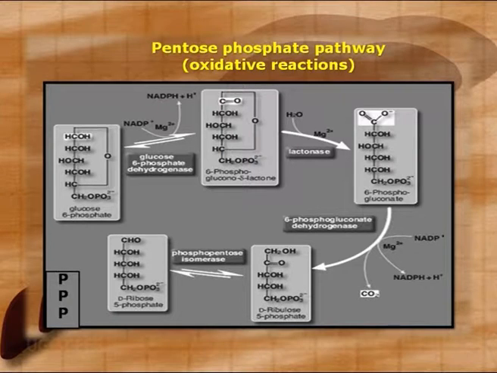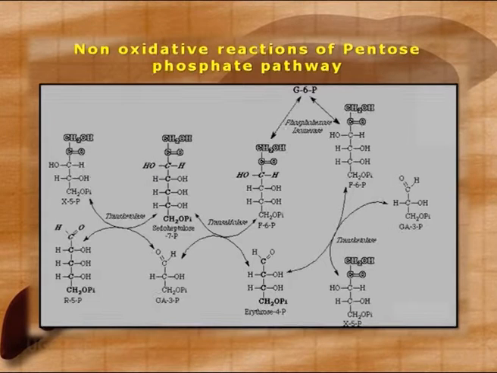The ribose 5-phosphate is utilized to synthesize the nucleotides, and the NADPH molecules produced are utilized in the reductive biosynthesis. But in the tissues which depend on PPP for only NADPH, this ribose 5-phosphate is converted to glucose 6-phosphate again. And this phase is called the non-oxidative phase of the pentose phosphate pathway. Now, two enzymes, transaldolase and transketolase, play a very vital role in the non-oxidative phase.